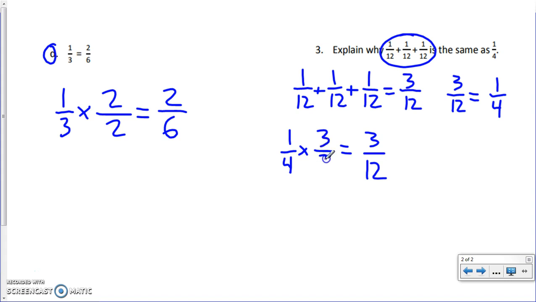So 4 times 3, notice I have a 3 on the top, my numerator, and a 3 on the bottom, the denominator. 4 times 3 is 12. So does it work? It does, because 1 times 3 is 3. Just put an arrow so you know. 1 times 3 is 3, and 4 times 3 is 12, so it works. So 3/12 is equal to 1/4. When it says explain why, we've just explained with numbers, so we're all set.